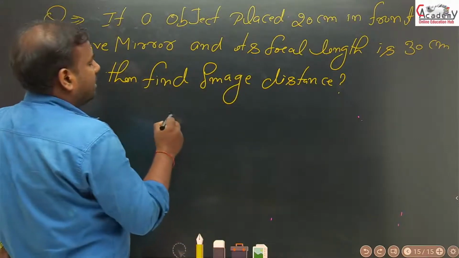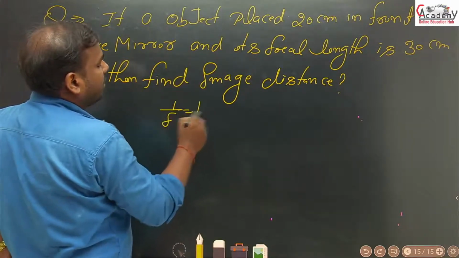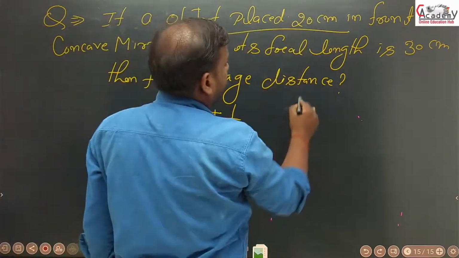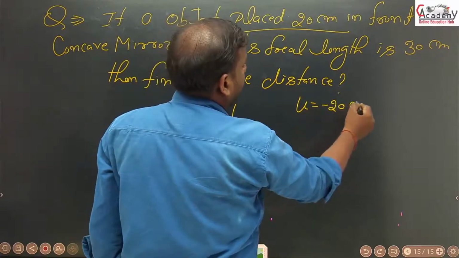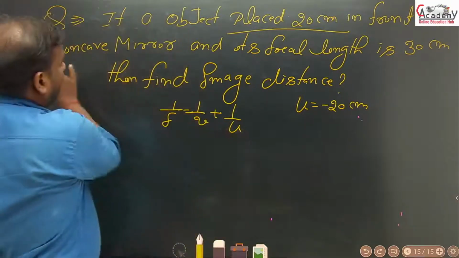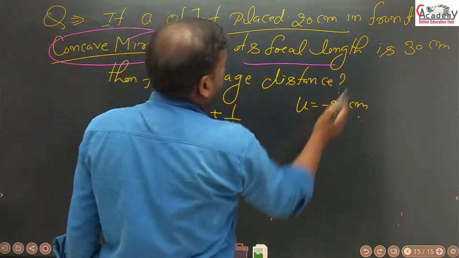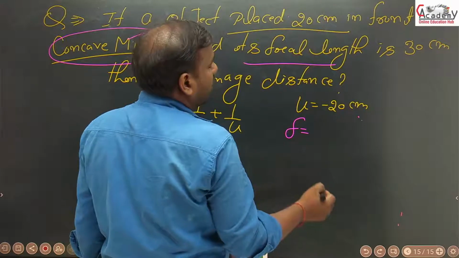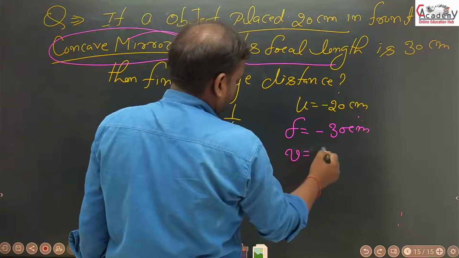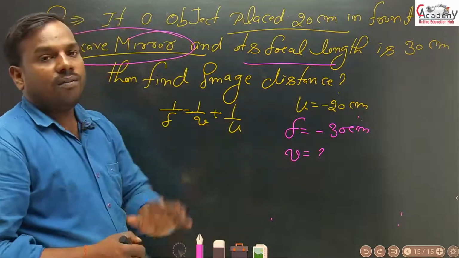What is the image distance here? We use the mirror formula: 1 upon f is equal to 1 upon v plus 1 upon u. The object distance u is equal to minus 20 centimeter, because it is a concave mirror. We know that the focal length of a concave mirror is also negative, so it is minus 30 centimeter. What is the image distance and what is the nature of the image? Also define the nature of the image.